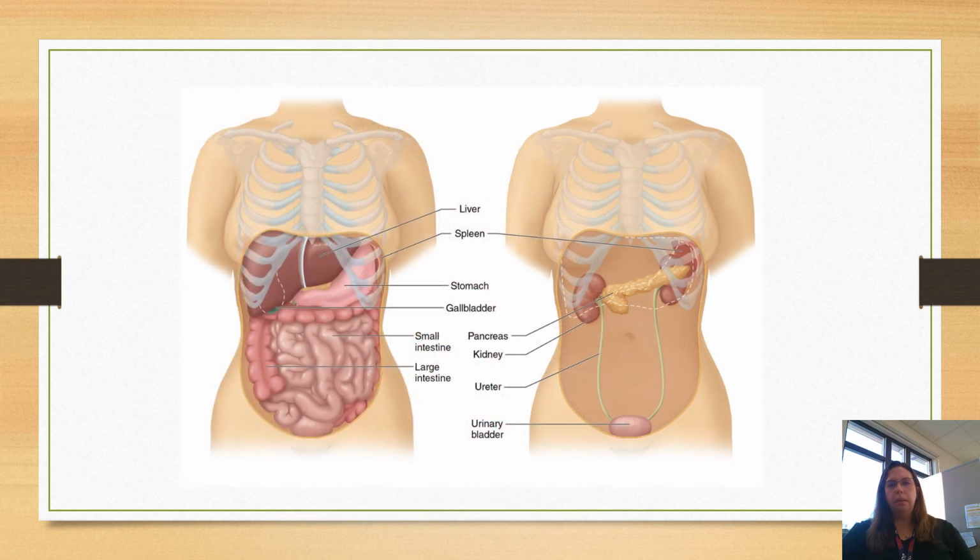Okay, so this is just another view so that you can see with the rib cage as well, kind of where everything sits. So the liver is up pretty high underneath that diaphragm, and your stomach kind of gets squished in there too. And then behind these two, as you can see on the right, you have the pancreas and the kidneys and then the bladder. And then the uterus would be right about there.